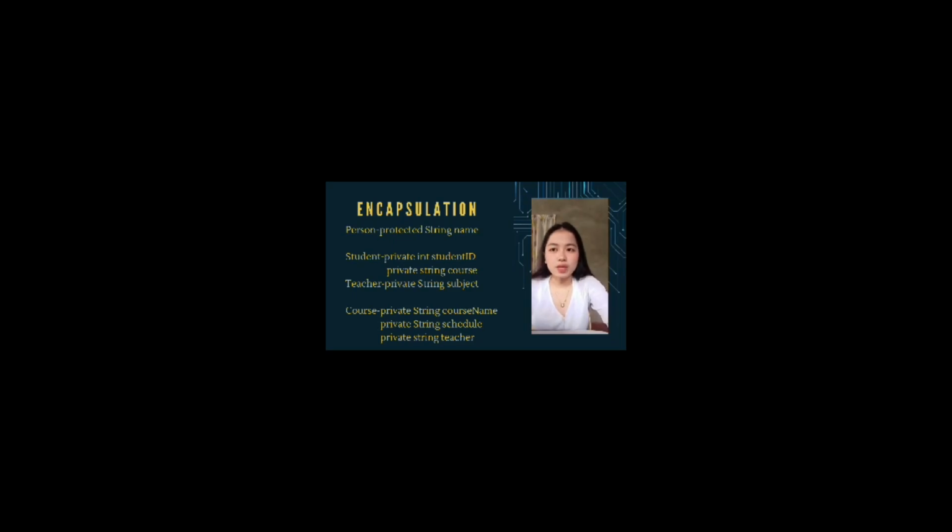The third OOP design is encapsulation. Under that, we have Person, Student, Teacher, and Course. Person has a protected string name. Student has a private student ID and a private string course. Teacher has a private string subject. Course has a private string course name, second is a private string schedule, and lastly a private string teacher.